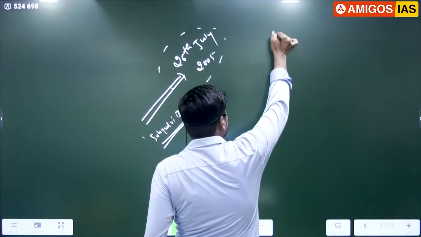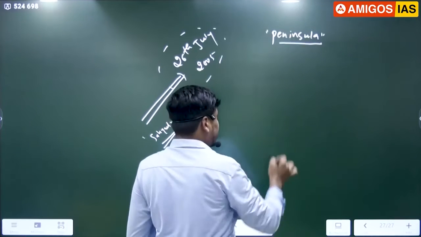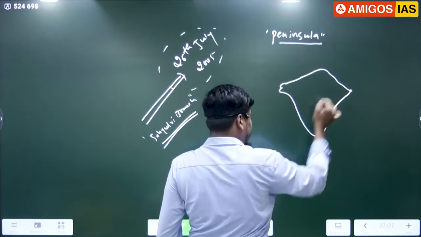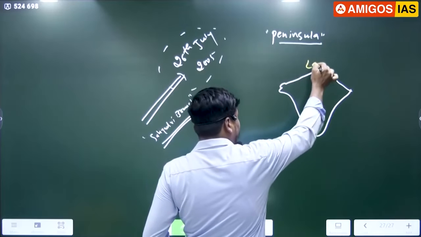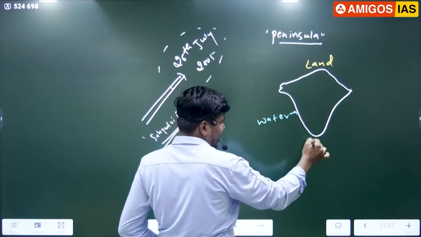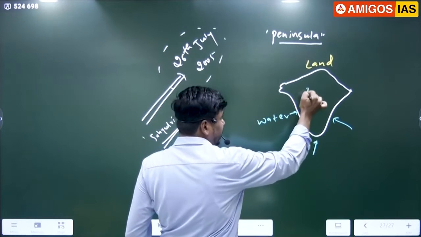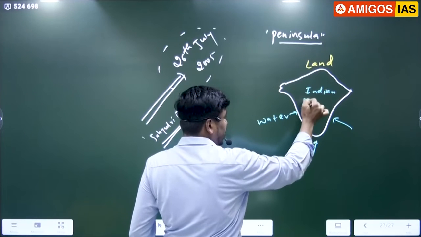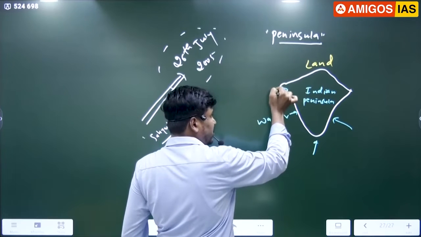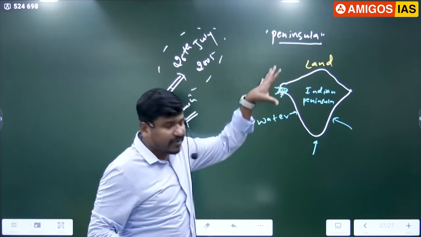What is the meaning of peninsula? Listen. If a land is surrounded by water from three sides and by land on one side, then we call it a peninsula. This is the Indian Peninsula. We have here the Kathiawar Peninsula, surrounded by water from three sides and land on one side. And this entirely we call the Indian Peninsula.